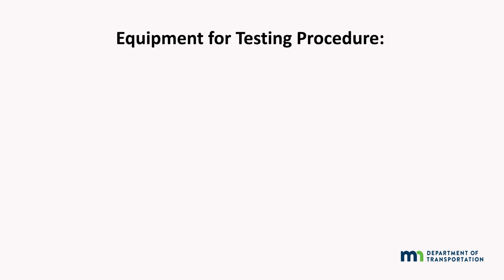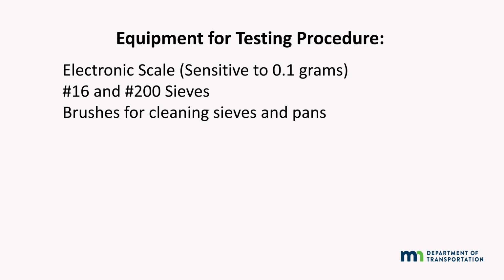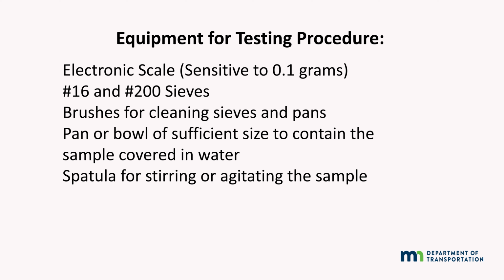For this procedure, you will need an electronic scale sensitive to 0.1 grams, number 16 and number 200 sieves, brushes for cleaning sieves and pans, pan or bowl of sufficient size to contain the sample covered in water, spatula for stirring or agitating the sample, and a stove or oven.